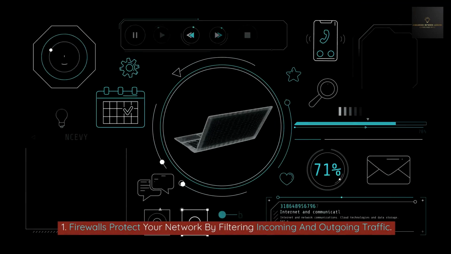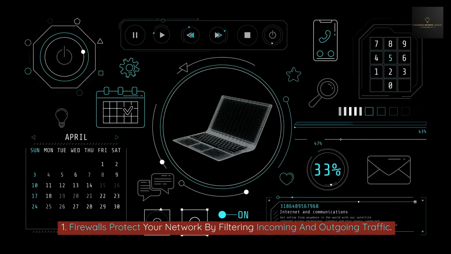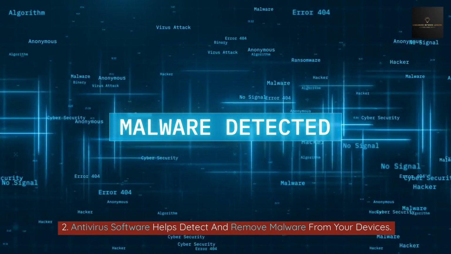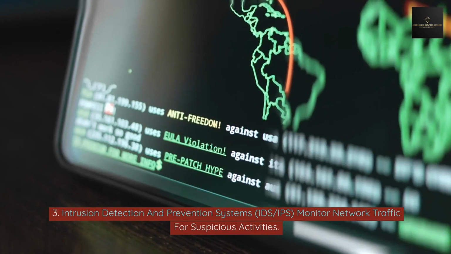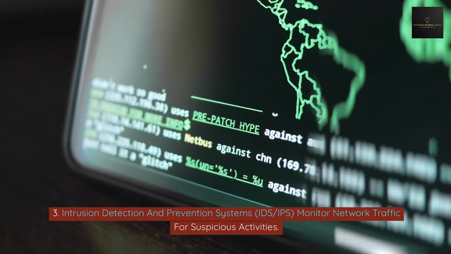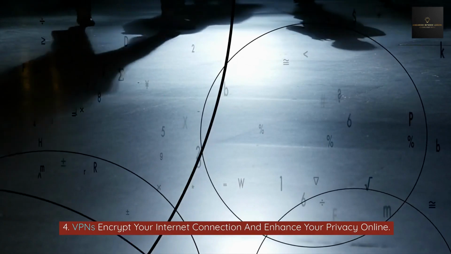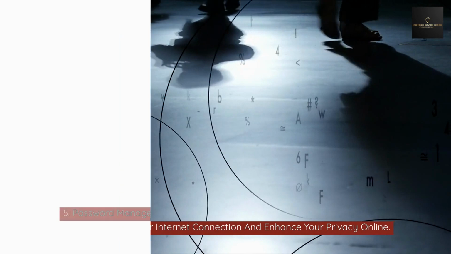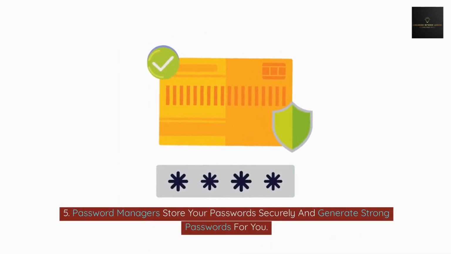1. Firewalls protect your network by filtering incoming and outgoing traffic. 2. Antivirus software helps detect and remove malware from your devices. 3. Intrusion detection and prevention systems, IDS/IPS, monitor network traffic for suspicious activities. 4. VPNs encrypt your internet connection and enhance your privacy online. 5. Password managers store your passwords securely and generate strong passwords for you.